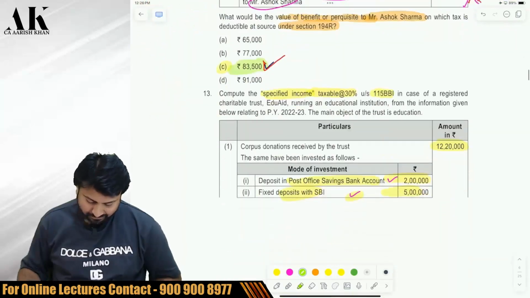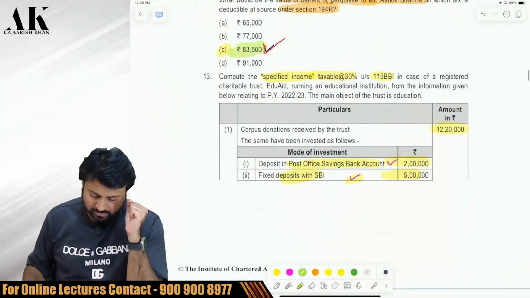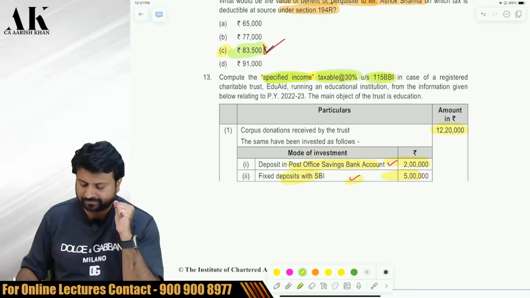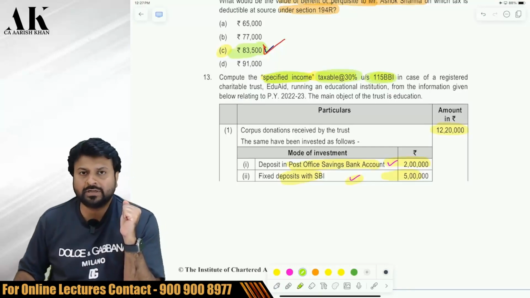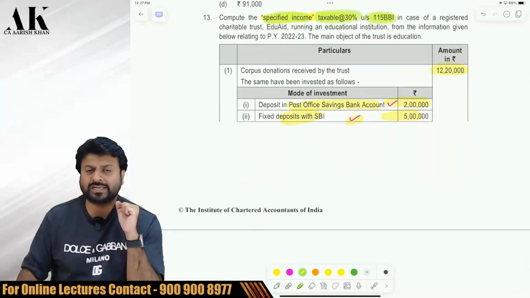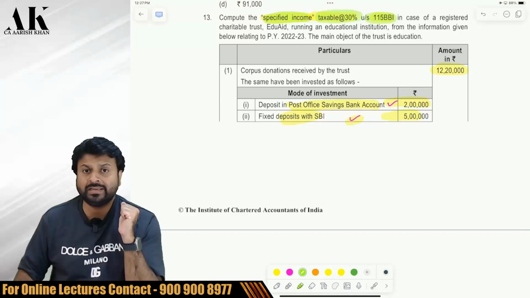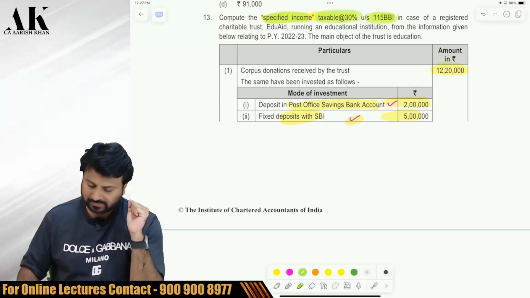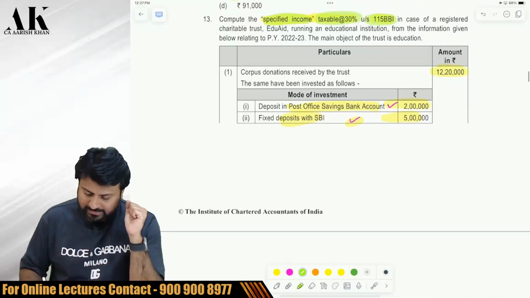Question number 13 talks about compute the specified income taxable at 30% under 115BBI. Now, which all incomes are taxable under 115BBI? Let's see one by one. There are around 5 to 6 incomes which are taxable under 115BBI at flat 30% without any deduction of any expenses and allowances. The first thing that the trust has received is corpus donation.